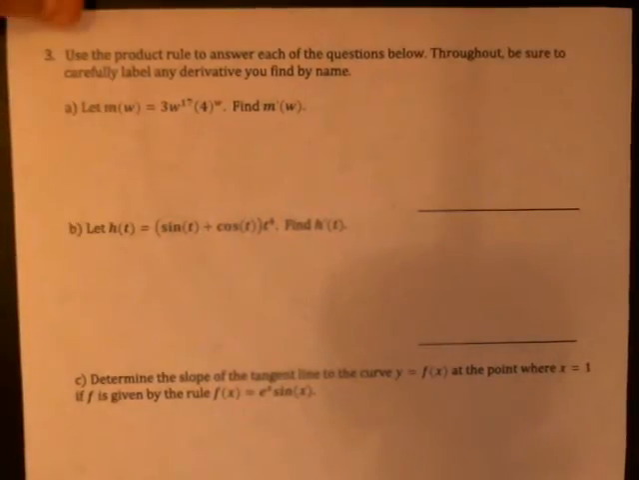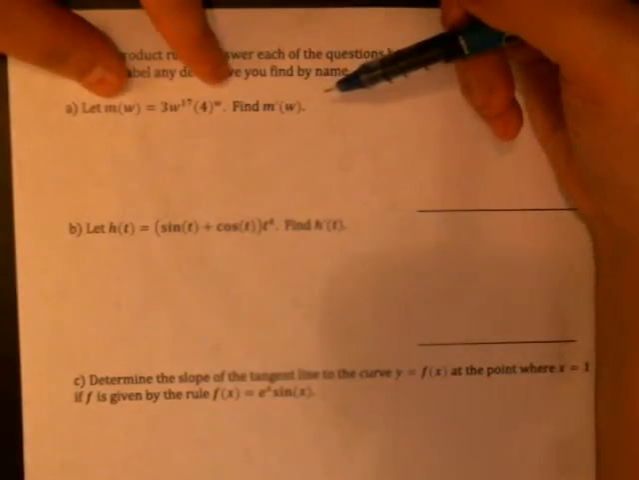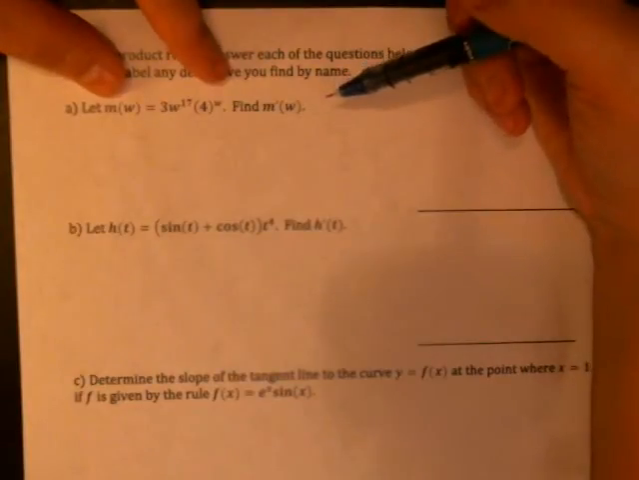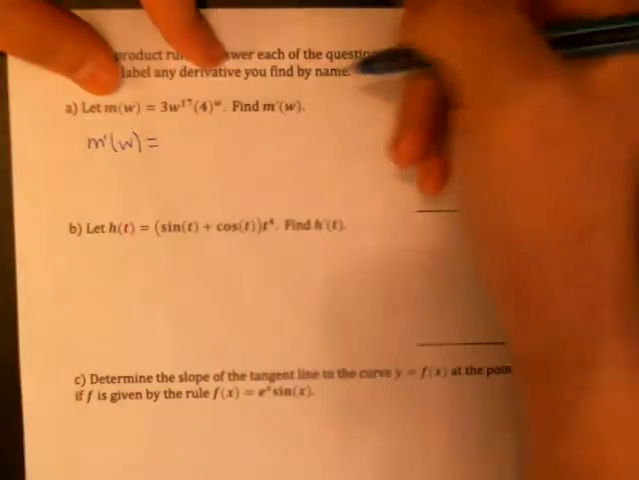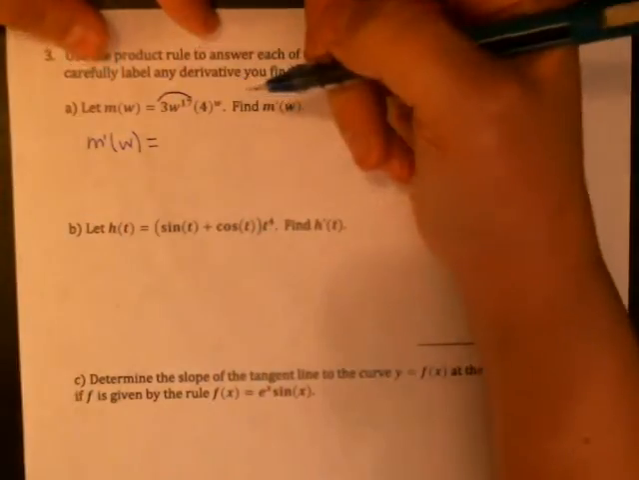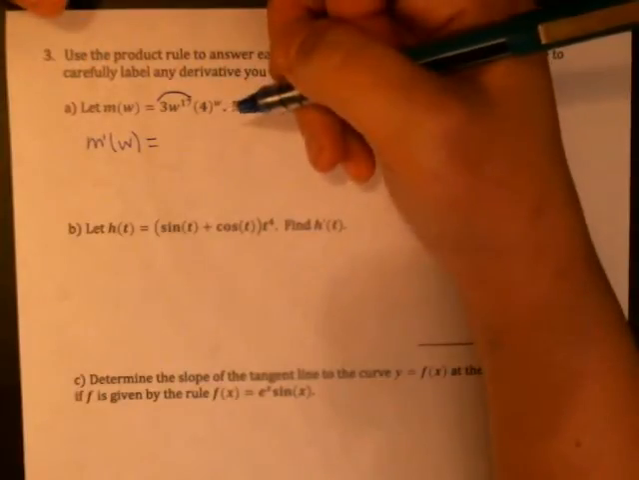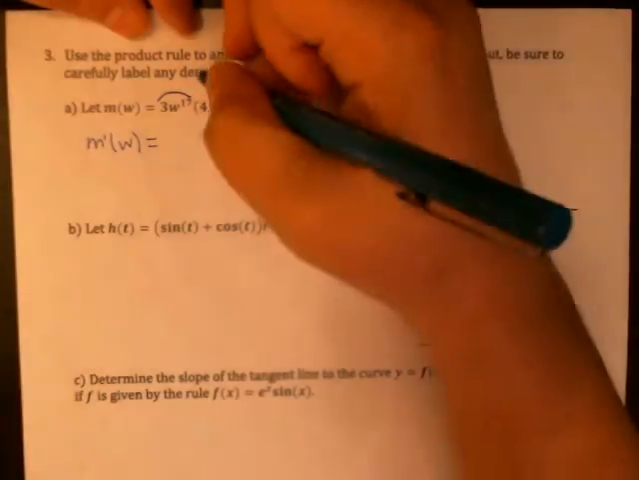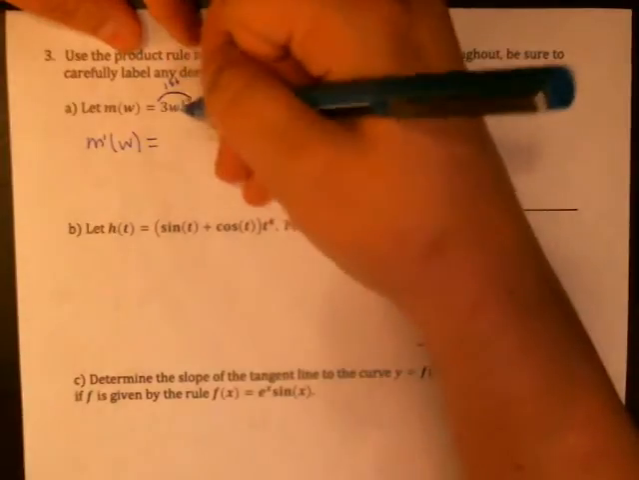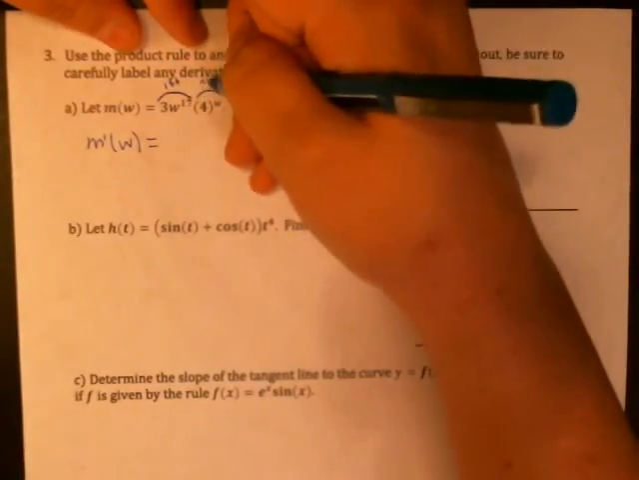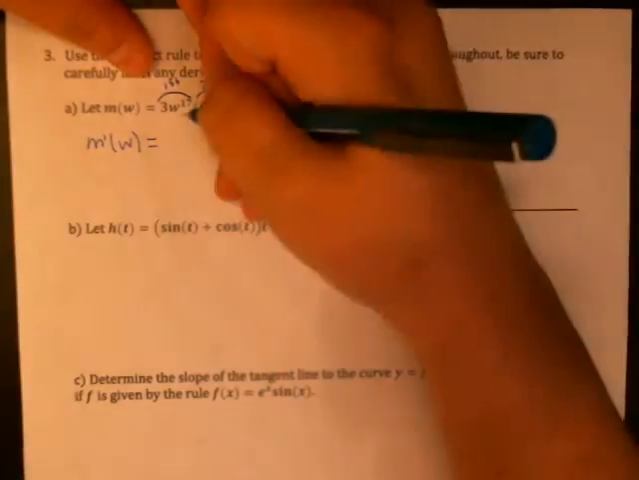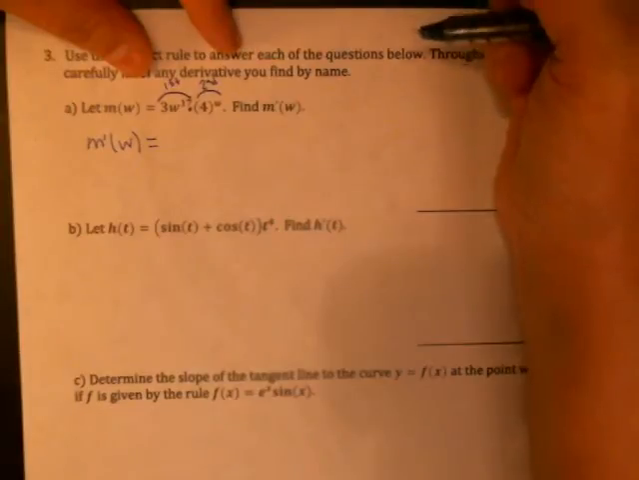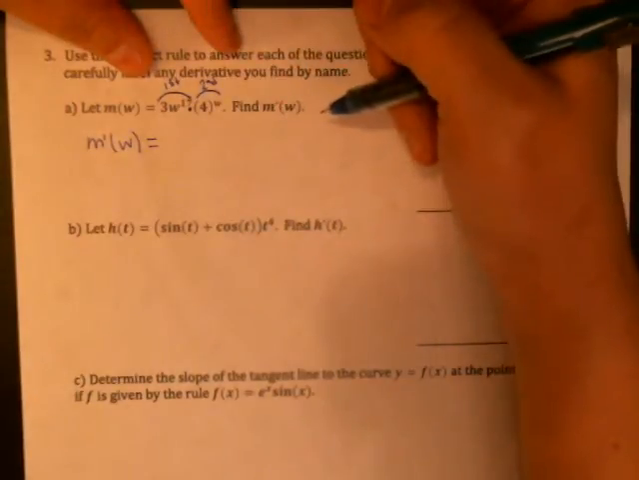Okay, so we're first given function m of w equals 3w to the 17 times 4 to the w, and we're supposed to find its derivative. So the 3, you can kind of do what you want with. You could consider it completely separate and multiply your entire derivative by 3, but I think it's easier just to mentally hook it to the first factor, and then you can use the constant multiple rule within your product rule. So this is definitely big operation product. You do exponents first, the last thing you do is multiply.